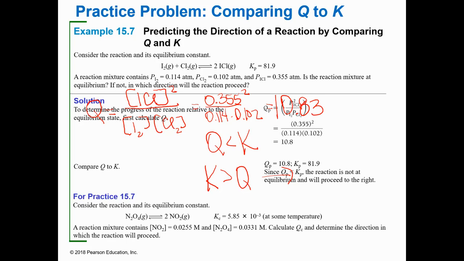You can do the same thing with KC. I'm not going to work that one. These really aren't that hard because all you're doing is plugging in the numbers. You don't have to do an ICE table. As long as you have which direction they go, you'll be fine.